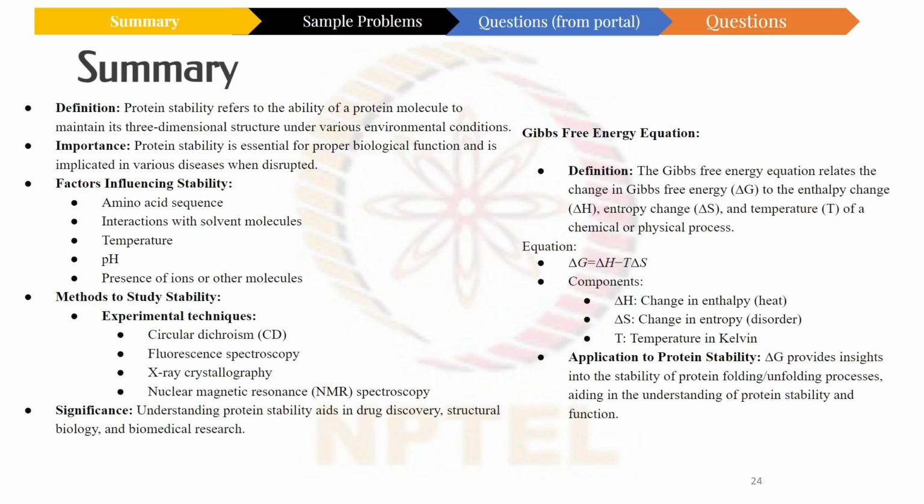So just a brief introduction to the Gibbs free energy equation. It is also known as the Gibbs-Helmholtz equation, which relates the change in Gibbs free energy to enthalpy change, entropy change, and temperature. That is, delta G is given as change in enthalpy minus temperature times change in entropy. So in the context of protein stability, a negative delta G indicates the protein is thermodynamically favorable, that is stable, whereas a positive delta G indicates that unfolding is favored.